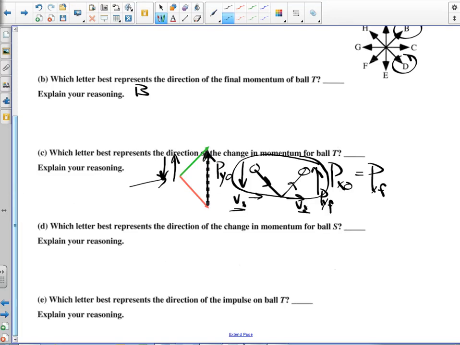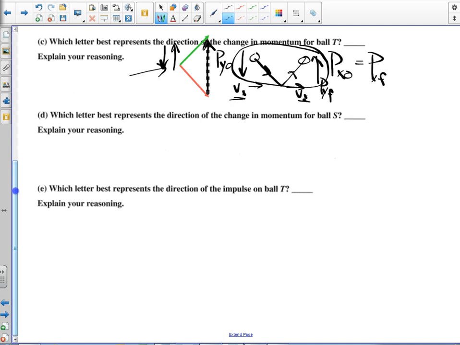So what we want to keep in mind here is we're starting to look at the component nature of momentum. So the change in momentum for ball S, we'll say its initial momentum is like this coming in, and its final is like that leaving, but the same length arrow. But in order to find that change in momentum, I'm going to line up their tails, and what do you know, from the start to the end, the change in momentum is straight down.